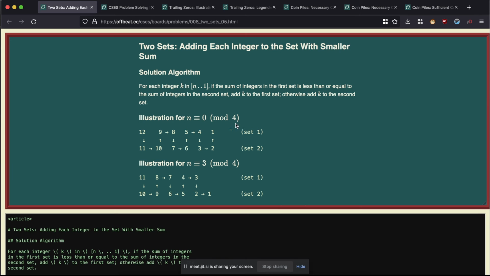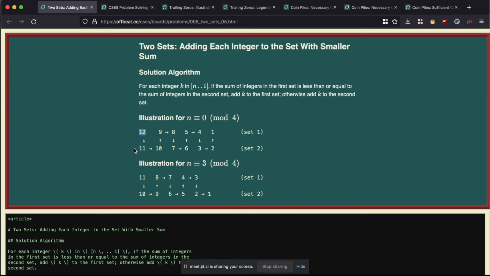So when n is a multiple of 4, and we follow this algorithm that I have written down here, this is how the set building will progress. So this top row is showing what numbers we put in set 1. This bottom row, or the second row, is showing what numbers we put in set 2. So we start with empty sets. Both sets are empty. So as per this rule, we'll go ahead and put 12 in the first set. So that is the less than or equal to comparison we are doing.